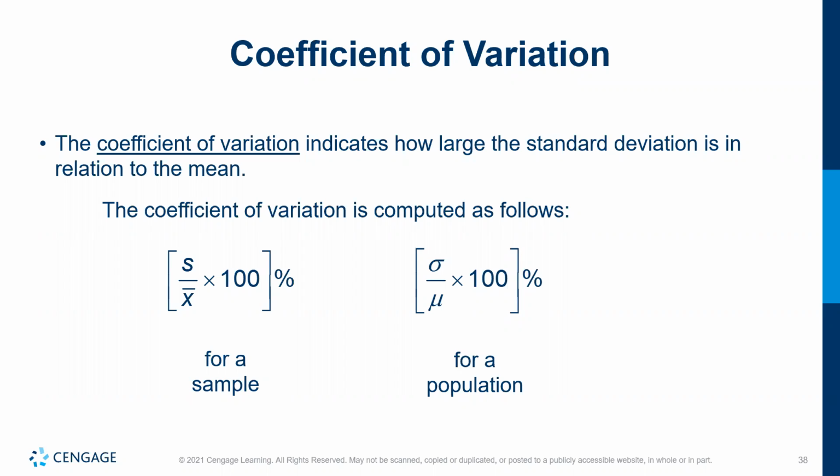The coefficient of variation indicates how large the standard deviation is in relation to the mean. All we do is take the standard deviation, divide it by the mean, and then multiply by 100. That's the coefficient of variation. It helps us see how variable a data set is relative to its mean.